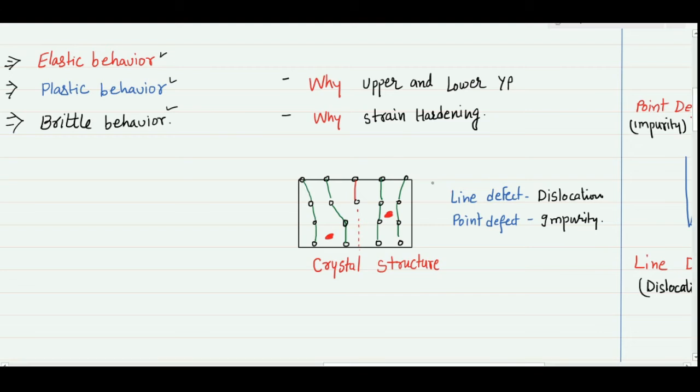So there are two types of defect. One is the line defect, another one is the point defect. Line defect means the dislocation. Here you can see the structure, and suddenly we have an incomplete line. This is called a dislocation. Similarly, we have some impurities or missing space, and that is called the point defect. I am particularly indicating one point defect, that is known as the impurity. These two defects are responsible for strain hardening as well as for the upper and lower yield point.